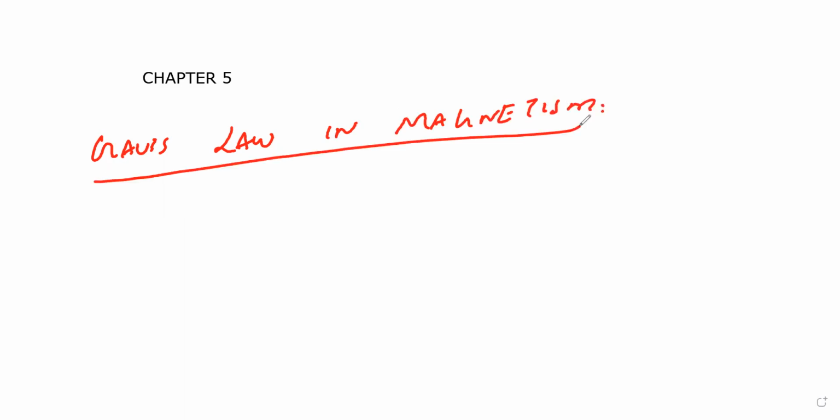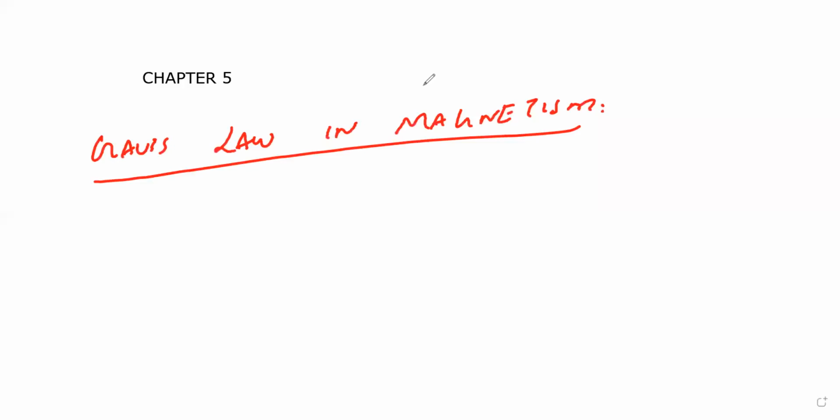So Gauss law in magnetism. It's a very simple thing. Okay, fine. So here also we'll take flux only, magnetic flux.